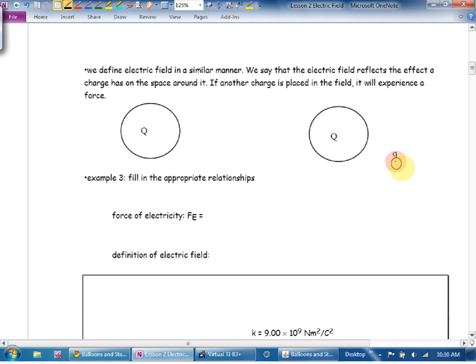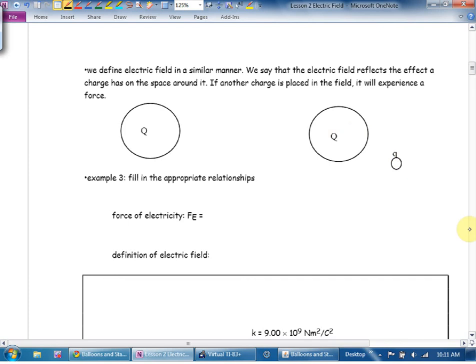If they're like charges, it will experience a force away. If they're unlike charges, it will experience a force toward. In fact, you can almost think of this as gravity. It wants to fall to the planet. The only thing is, because there are two types of charge, it can also fall up away from the planet. We talked about that last class, asking why there aren't two types of gravity.